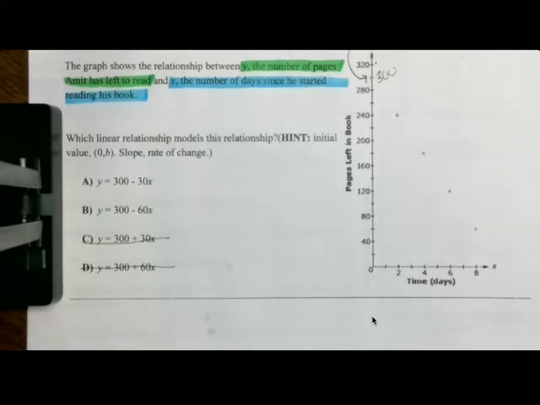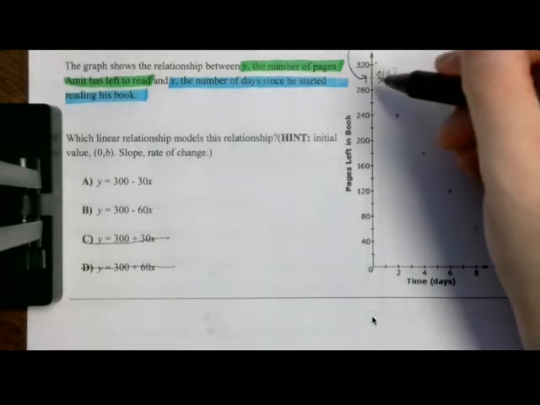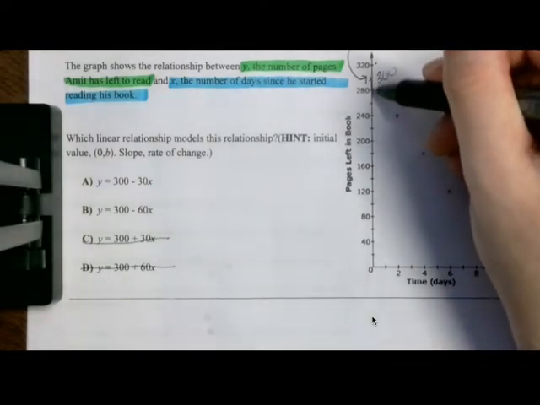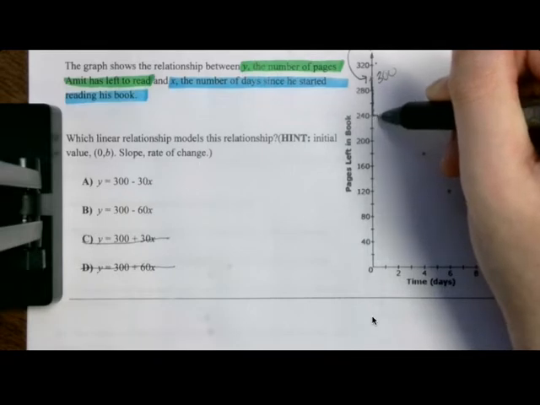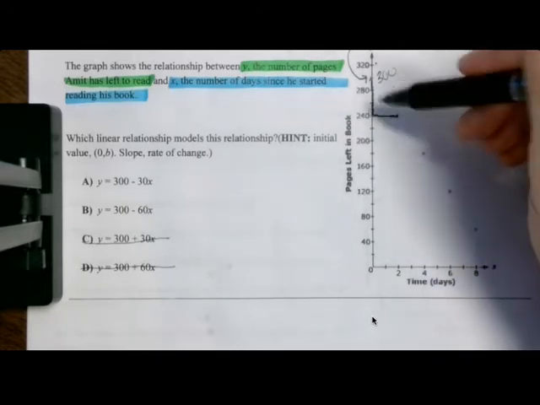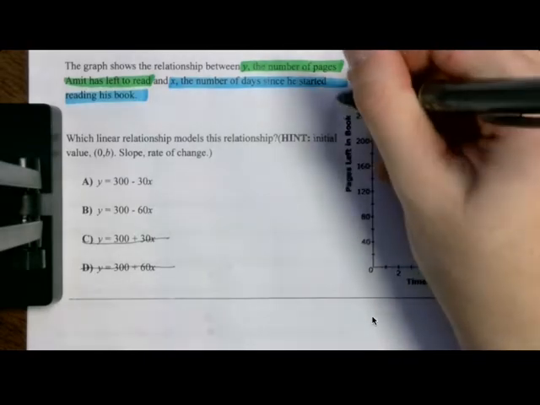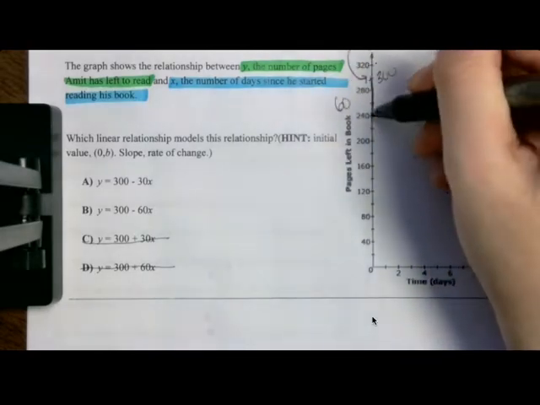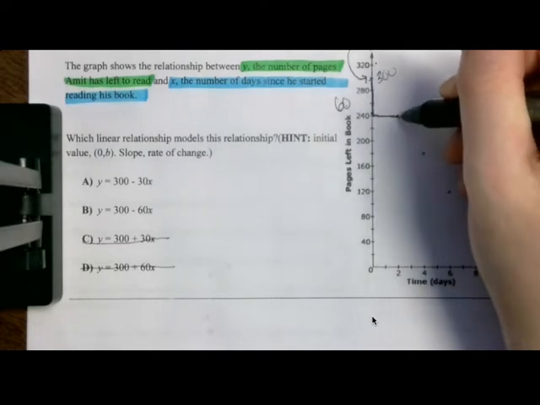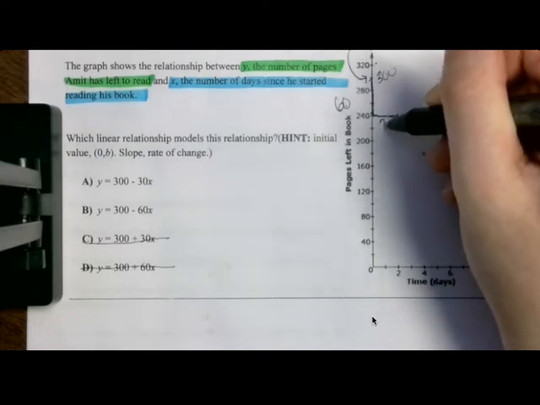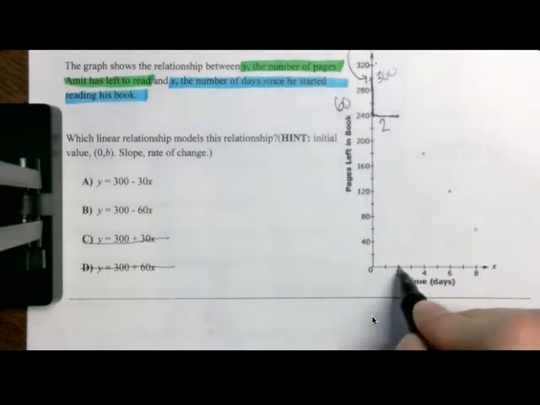Okay, so now let's find our rate of change. We are going from 300 down to 240 and over to 2. So how many up and down is this? 60, right? From 300 to 240 is 60. From here to here is how many? 2, because we're going from 0 to 2.